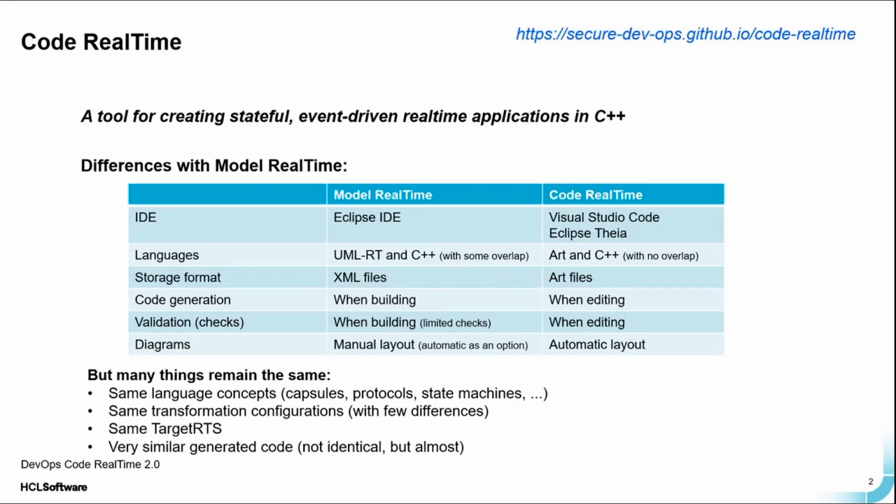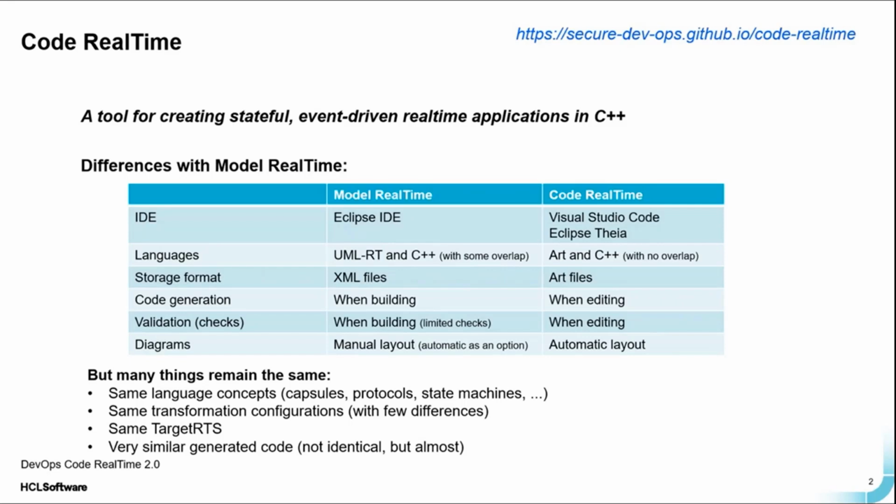There is also a difference in how the files that you create are stored. In Model RealTime, they are stored as XML files. In Code RealTime, it's the Art files that you edit that are stored. That's what you put into your SCM system like Git. Code generation is also different, in the sense that in Model RealTime, the code generation happens on demand when you are building a TC, while in Code RealTime it happens automatically and updates as soon as you edit something that affects the generated code.